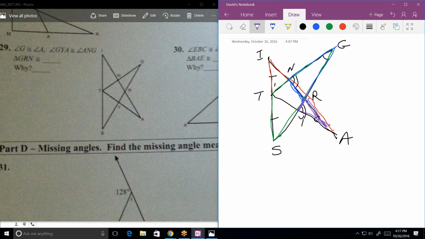Unfortunately, that does not prove congruency. So we have to do something else. Erase that and that and that. Well, let's see. We can't do anything with just angles. So we need a side. We have to prove that one side is equal to another side.